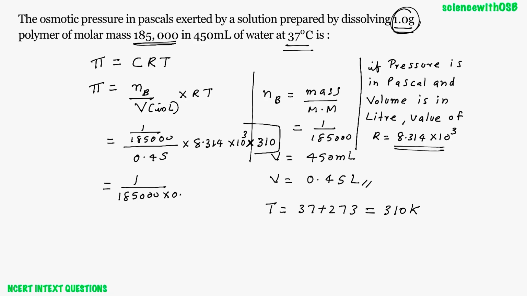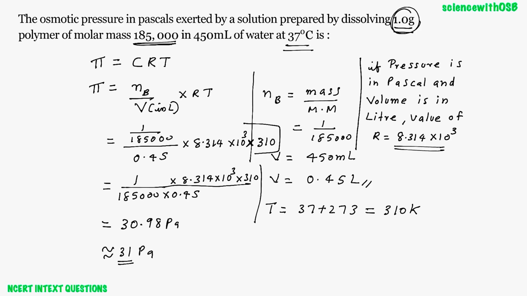Now 1 by 185,000 into 0.45 into 8.314 into 10 raised to 3 into 310. You can calculate this, right? On calculating, you will be getting 30.98 Pascal, approximately 31 Pascal. Hope you understand. It is a very easy question.